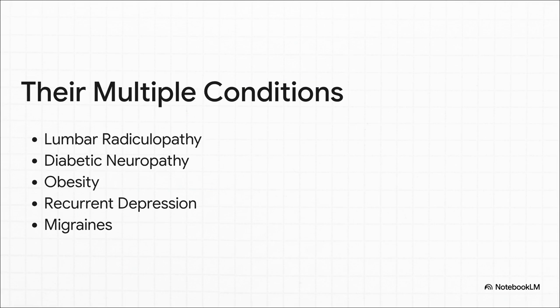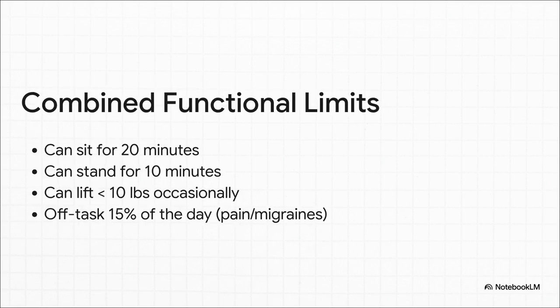Their application laid out a whole combination of conditions. You had serious physical issues like lumbar radiculopathy and diabetic neuropathy, and on top of that, they were dealing with recurrent depression and migraines. Now here's the absolute key. Their application didn't just list those conditions, it detailed the combined effect on their ability to function. The back pain and the neuropathy together meant they could only sit for 20 minutes at a time, or stand for just 10. The pain and the migraines combined meant they'd be off task, unable to focus for about 15% of their workday.